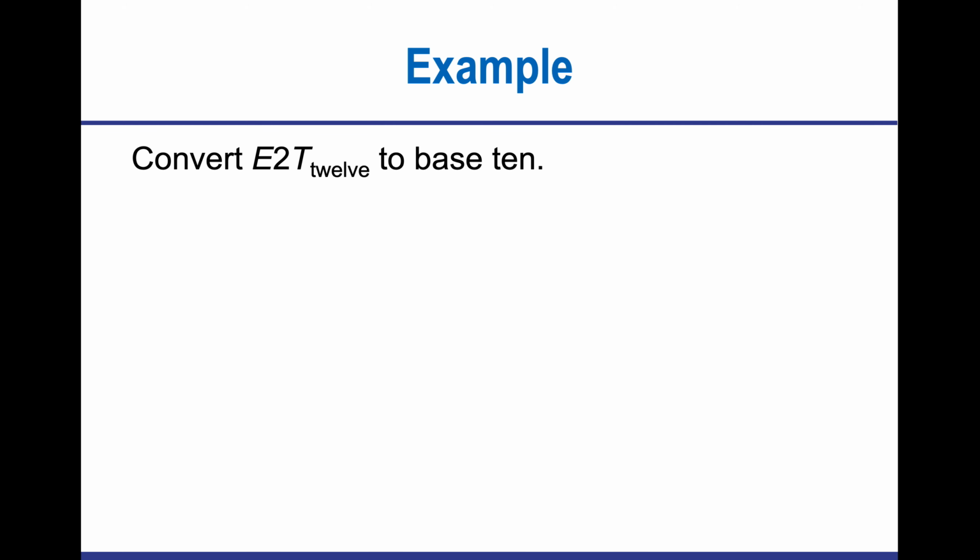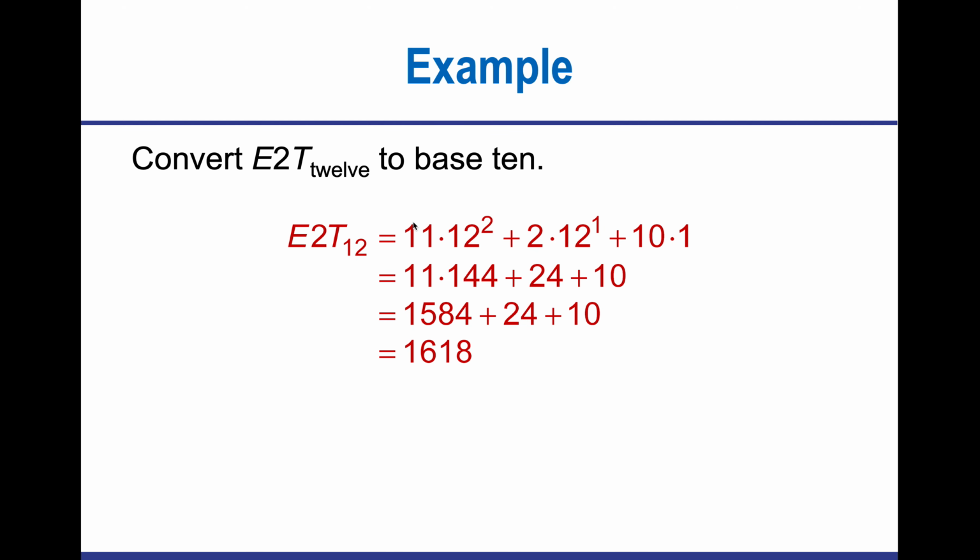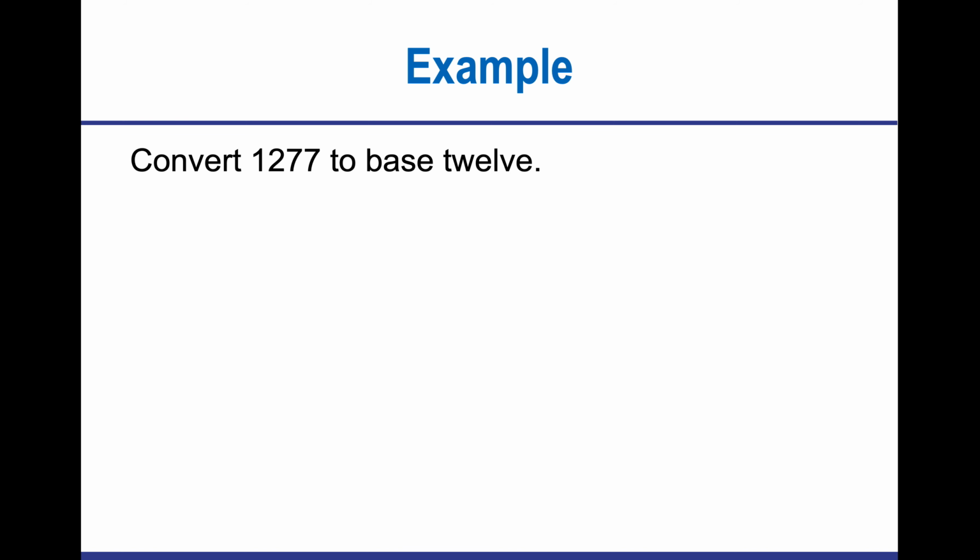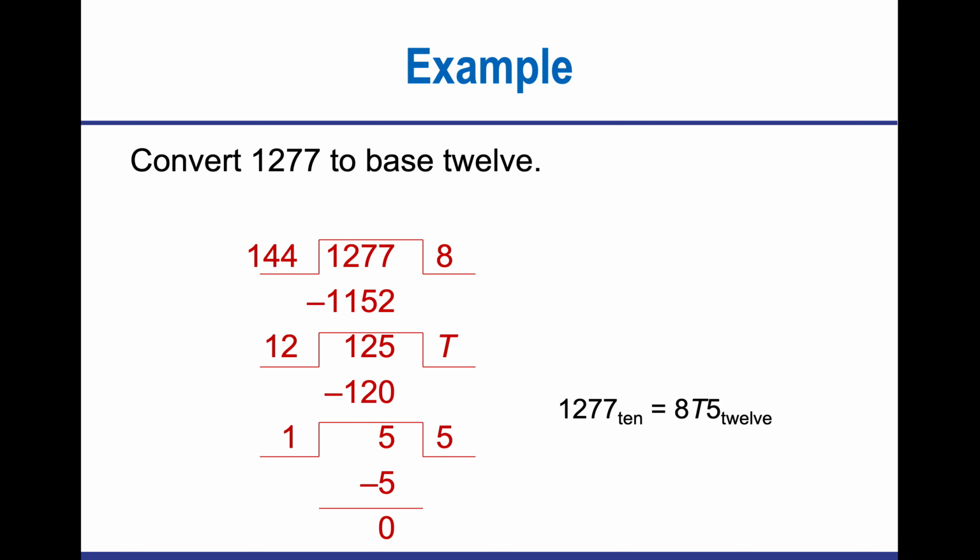So if I wanted to convert E2T over to base 10, we love going to base 10, because E stands for 11. It's base 12. So I'm going to have that E, that's my hundreds place because there are 3 digits. So 12 squared, my tens place typically, 2 times 12 to the 1. And then I got my ones place hanging out, and T is equal to 10. I add it all up, and I get 1618. Converting to base 10 is 100 times easier than going from base 10 to another base.